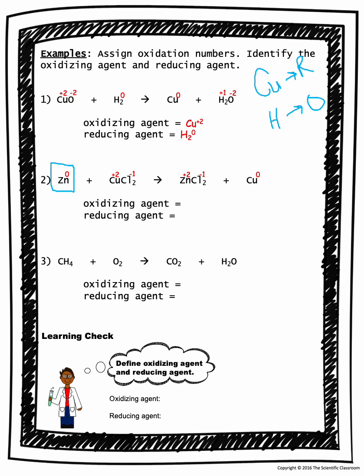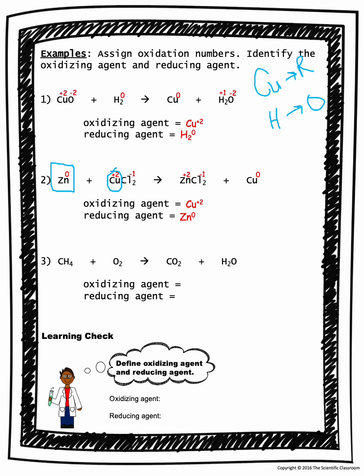Okay, then we have chlorine went from -1 to -1. It didn't change, we can ignore it. Copper went from +2 to 0. It got more negative, which means it was reduced. Okay, the oxidizing agent is whatever got reduced, so that's copper, and the reducing agent is whatever got oxidized, so that's zinc. We'll do one more example for this.